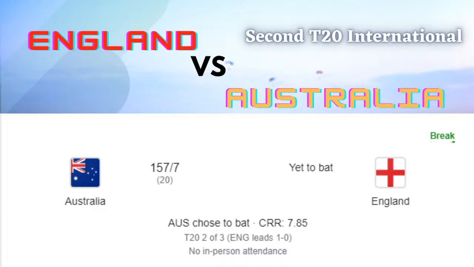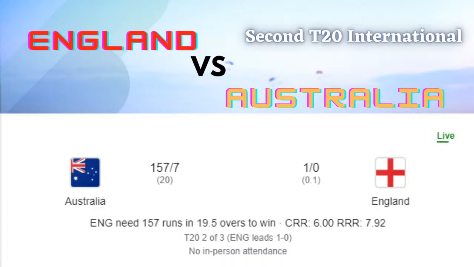Second ball, it was hit on the pads. Appeal from the bowler, and the umpire says not out. They're not reviewing it. No, they are going for the review. They have challenged the decision.